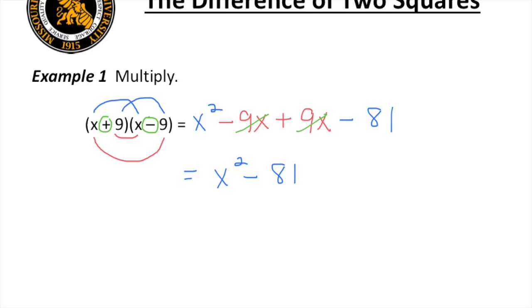Unlike our previous examples, when we multiply these two special binomials, we get a binomial as a result, not a trinomial. This binomial is called a difference of two squares, because if you notice, x is being squared in the first term, and 9 is being squared in the second term, and the operation of subtraction is occurring between them. Hence why we call this the difference of two squares.